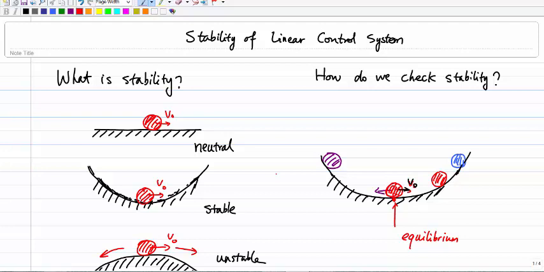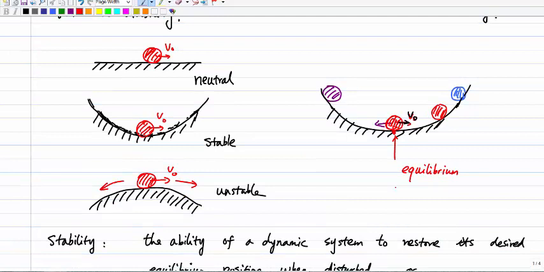The first one is the ability of the dynamics to restore its equilibrium position when disturbed. This is exactly what I mentioned earlier. For example, the equilibrium point for the bowl-like shape is this point. The disturbance means if I move the ball to this location here and release it, this disturbance, then it will still go back here.